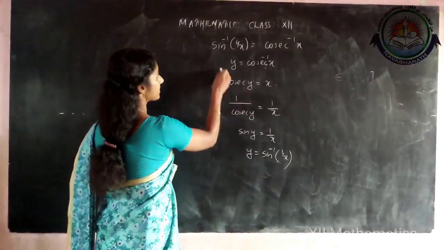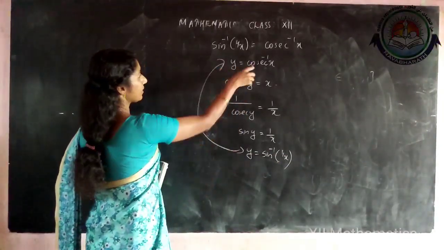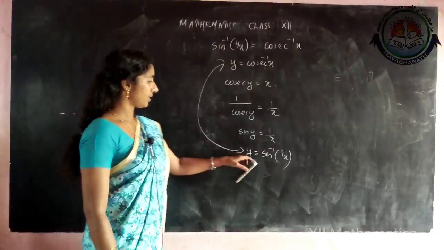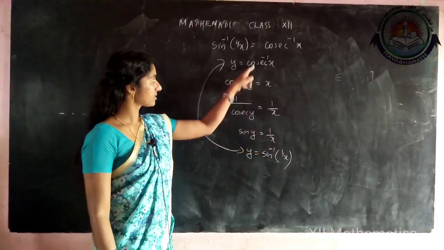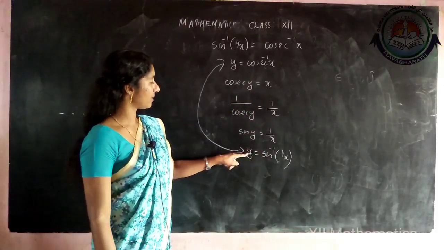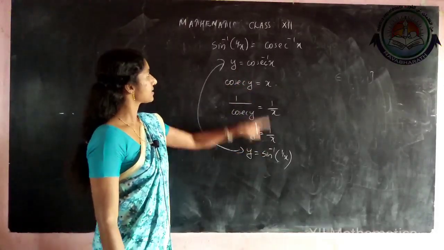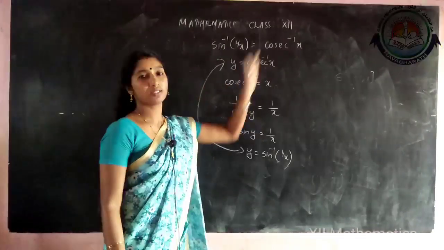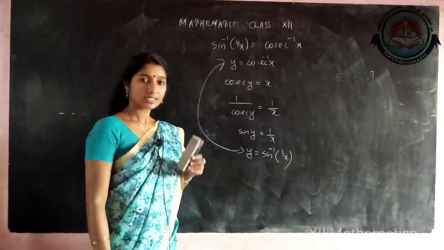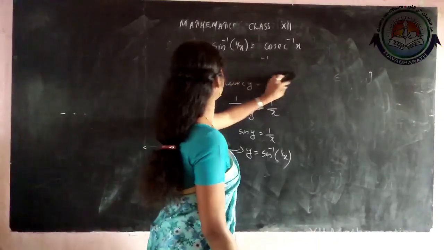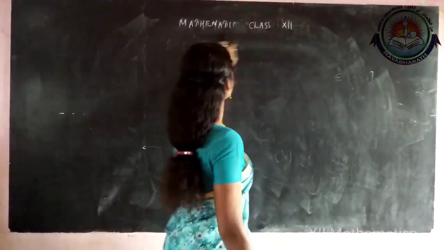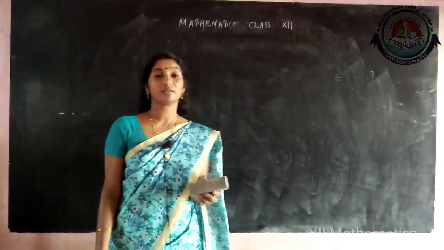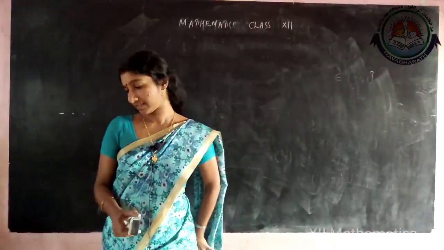See these two results, y equal to cosec inverse of x, y equal to sine inverse of 1 by x. The left sides are the same, so we can equate the right sides. Sine inverse of 1 by x equal to cosec inverse of x. Similarly, this is a very important property.